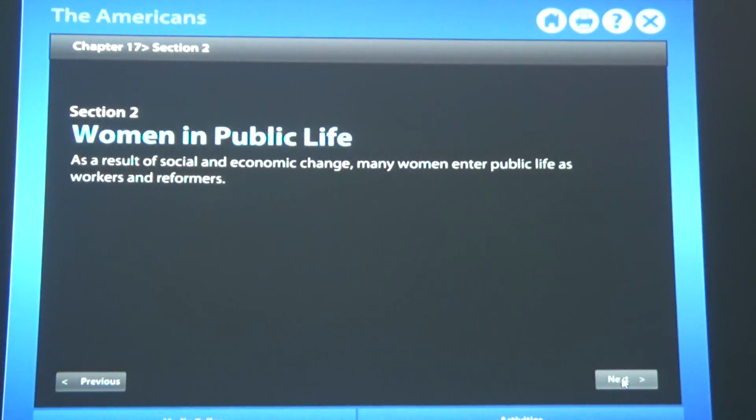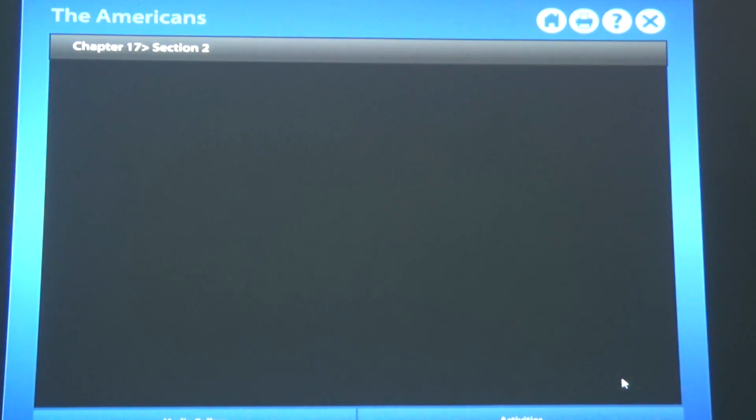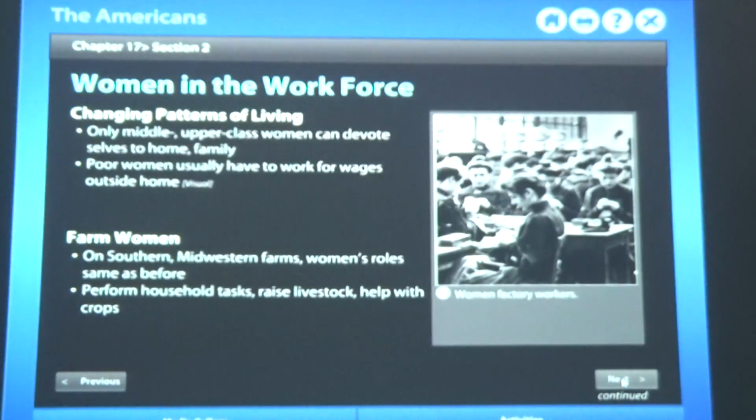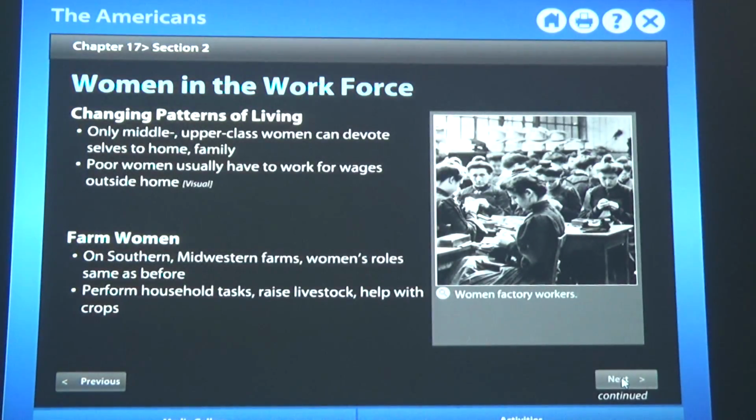Now, women in public life. Section 2 deals with what issues women were trying to focus on during the progressive period. Remember, this is all about change in a direction that wasn't there before. Again, women of the middle and upper class devoted their time to home and family, but also to these causes as well. Poor women usually didn't have the time to do so.